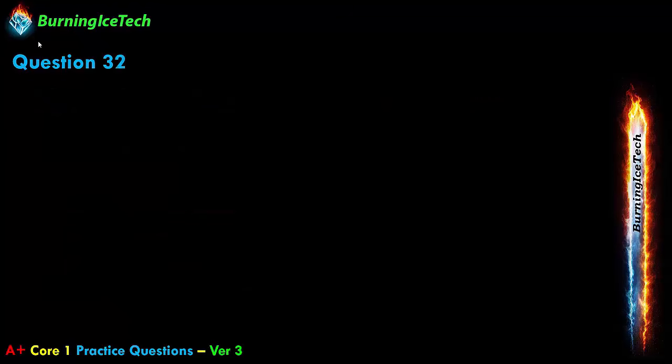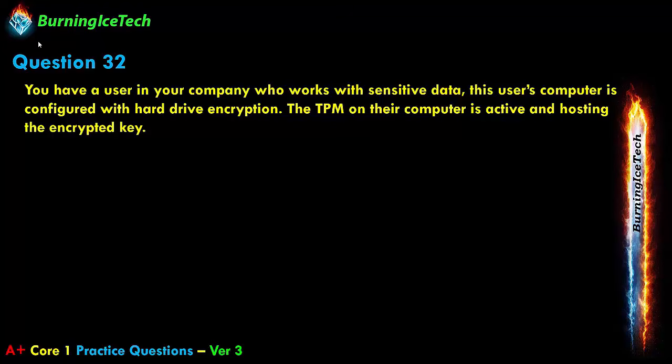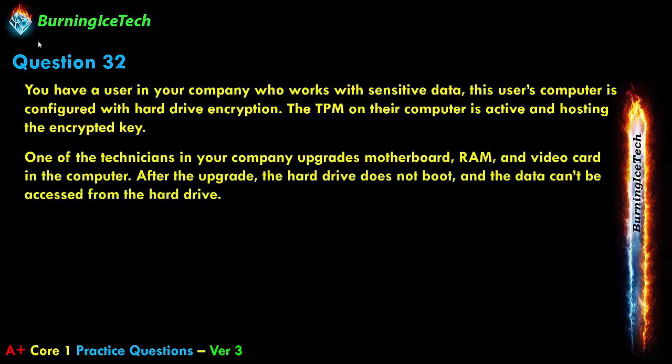Question 52. You have a user in your company who works with sensitive data. This user's computer is configured with hard drive encryption, so that's good considering they're working with sensitive data. The TPM on their computer is active and hosting the encrypted key. Okay. One of the technicians in your company upgrades the motherboard, the RAM, and video card in this computer. After the upgrade, the hard drive does not boot, and the data can't be accessed from the hard drive.